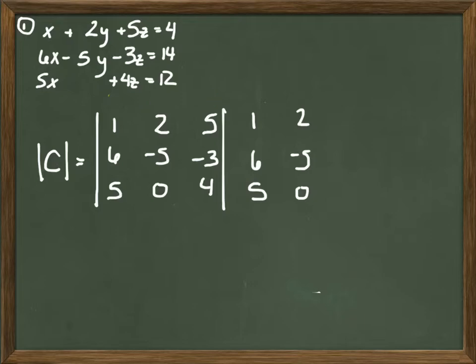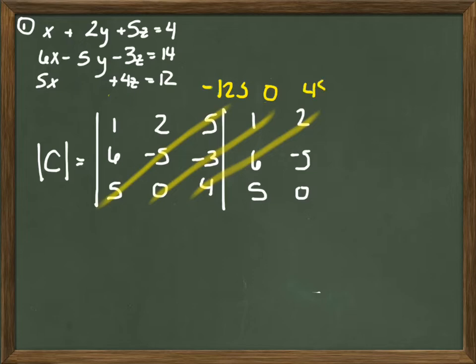Now we're going to do our downs minus our ups. And I'm going to start with my ups. So that diagonal is going to give me negative 125. And then the next diagonal up would be 0. And the third diagonal up is going to be 48. If I combine those, I end up with a negative 77. And so my ups would be negative 77.